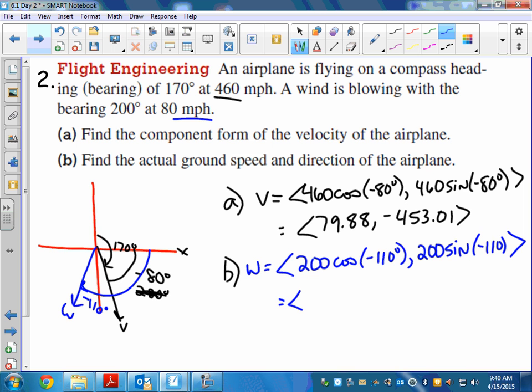Did I do something wrong? Why did I use 200? You're right, sorry. Thank you. I'm supposed to use the magnitude. Look, I underlined 80 and then I wrote 200. Thank you. I got negative 27.36 and negative 75.18.